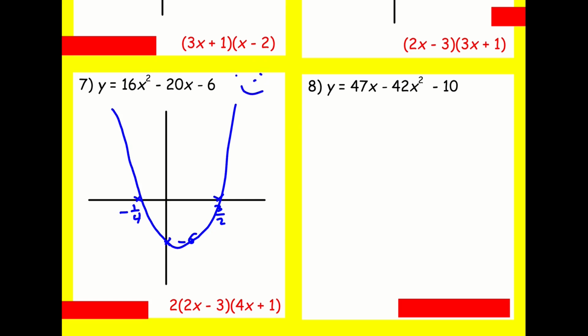That's better. And it's a happy parabola. Okay, I'm just looking at the x squared. Whereas this one, sad parabola. So first of all, I'm just going to start you off with this one, if you're not sure. Write it as minus 42x squared plus 47x minus 10, and then you'll factorize out the minus.